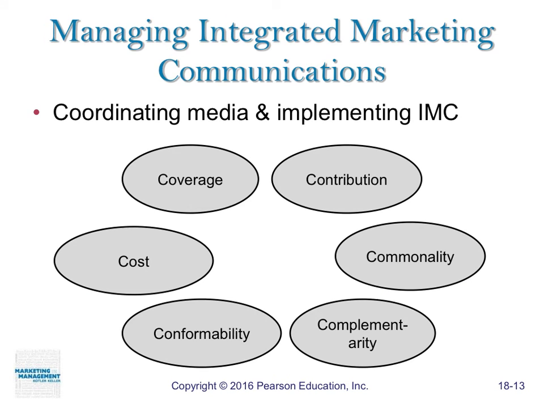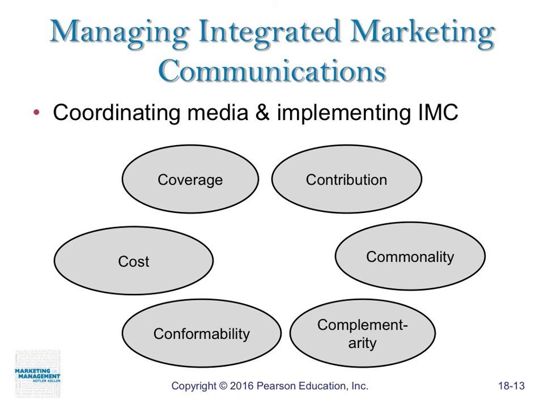Those 6 criteria you see in front of you will help you determine whether your communications are truly integrated and you're coordinating your media and implementing your IMC plan properly. Okay? So coverage, contribution, commonality, complementarity, conformability, and cost, those are your 6 criteria. Okay? Coverage is about the proportion of the audience reached by your communications. Contribution is an inherent ability of marketing communications to create a desired response and a communications effect from consumers in the absence of exposure to any other communication option. Okay? Commonality is the extent to which common associations are reinforced across communications options. Okay? So as in, to what extent are your different communication options sharing the same meaning? Okay? Do they have some meanings in common?